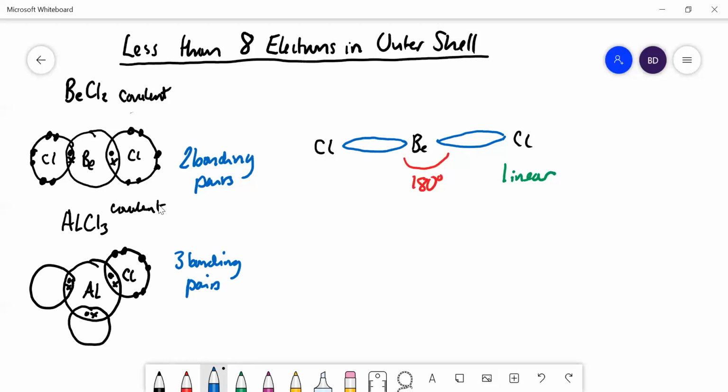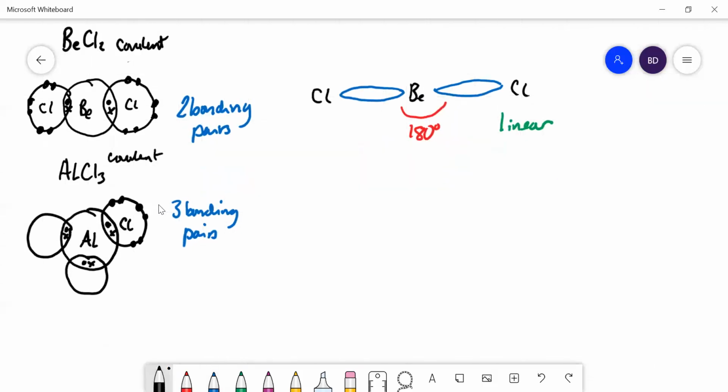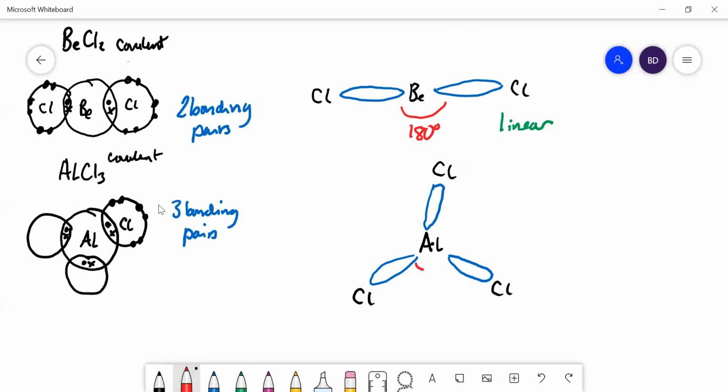So it's got 3 bonding pairs. And how are they going to get as far away from each other as possible? Well, they'll all fit onto a flat piece of paper. So if you have one bonding pair there, another one there, and another one there. Now the bond angle is going to be 120 degrees because if you think about it, you've got a full circle there, haven't you? Divide it by 3, 360 divided by 3, 120, pretty straightforward. And that is called trigonal planar.